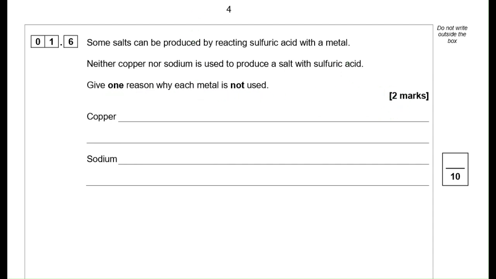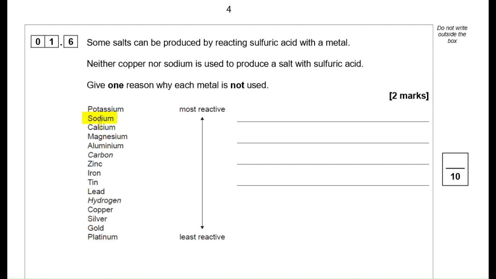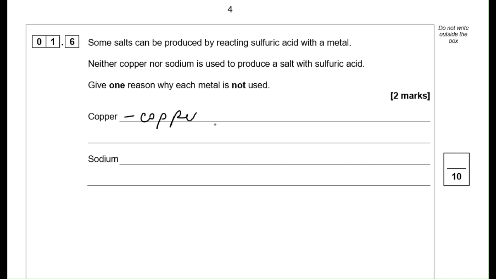Now we need to refer to the reactivity series, and we can see from here that sodium is quite high up in the reactivity series. So that means sodium is extremely reactive. Now if we look at copper, you'll see copper here is below hydrogen. So because copper is below hydrogen in the reactivity series, it will not react with the acid.